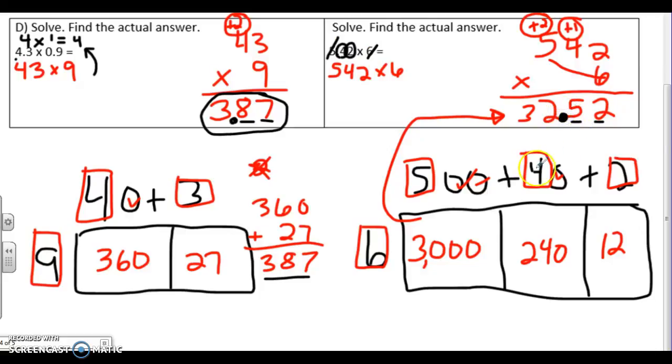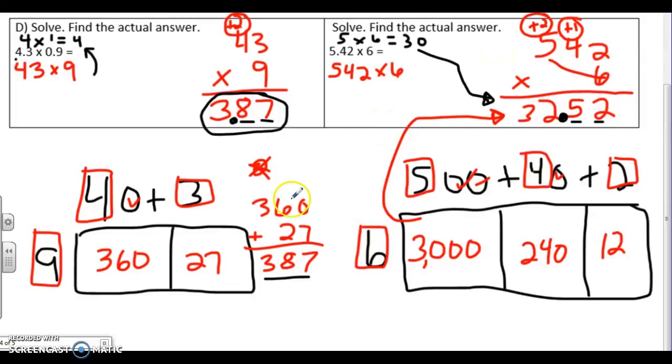It should go right there for 32.52. A quick estimate of the original problem would give us a real quick indication if we forgot to put that decimal in. 5.42 is about 5, and 6 is 6. So 5 times 6 is 30. So if I had forgotten to put that decimal point in and I got 3,252, that would be a clear indication by estimating very quickly that that decimal point needs to go in.